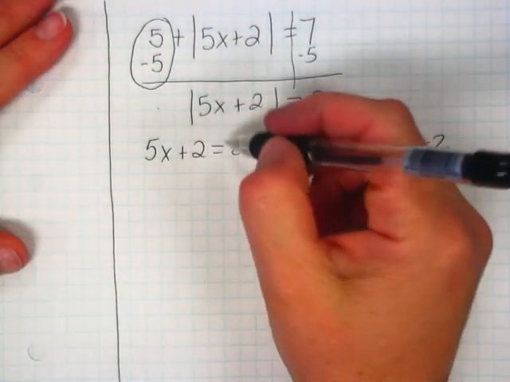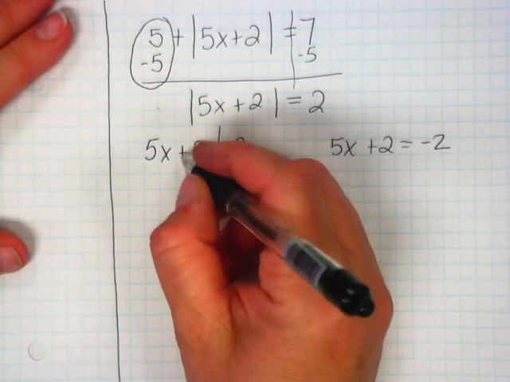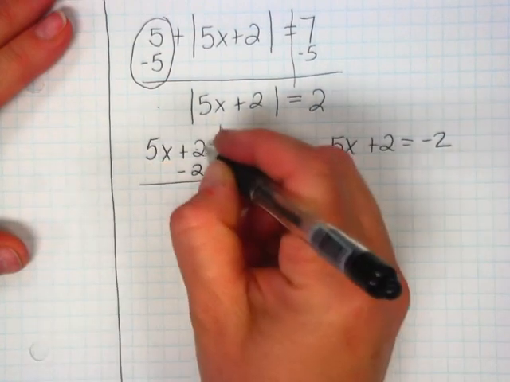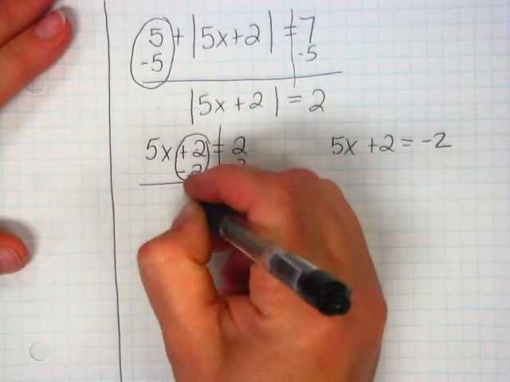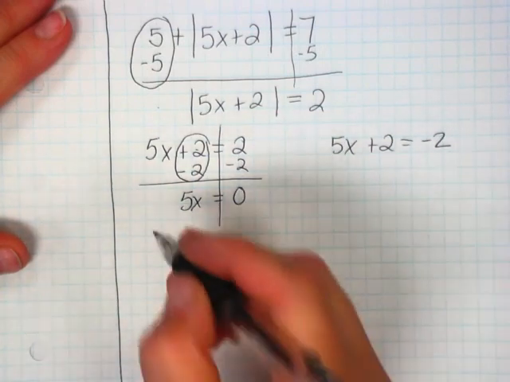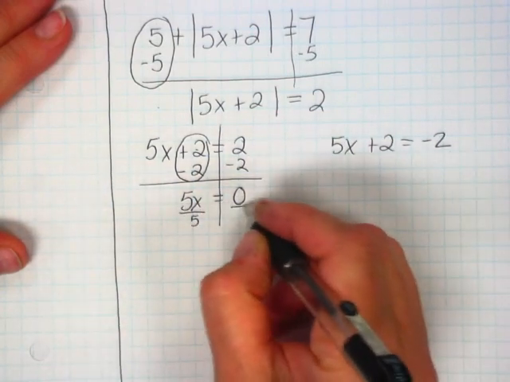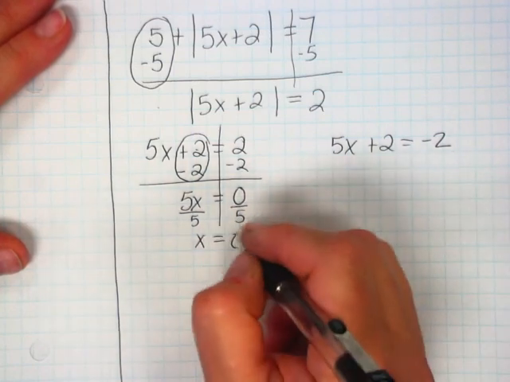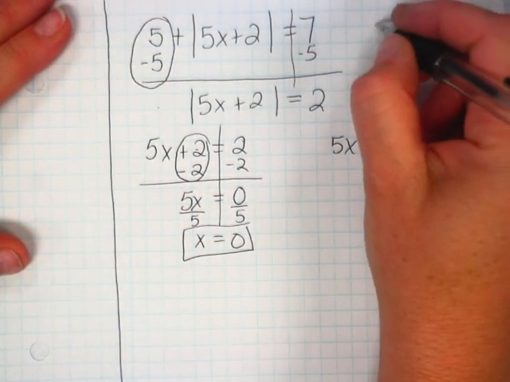All right, so again, solving. We're looking at a plus 2, so the opposite of negative 2. This is 0, and we're left with 5x equals 2 minus 2, which is 0. I want to get rid of that 5. I'm going to divide both sides by 5, so x equals 0. So one of our answers is x equals 0.